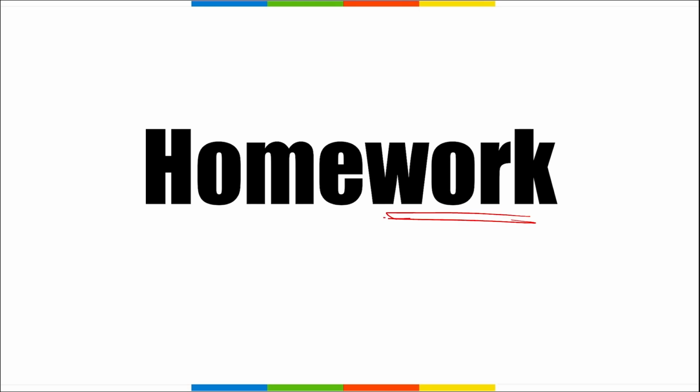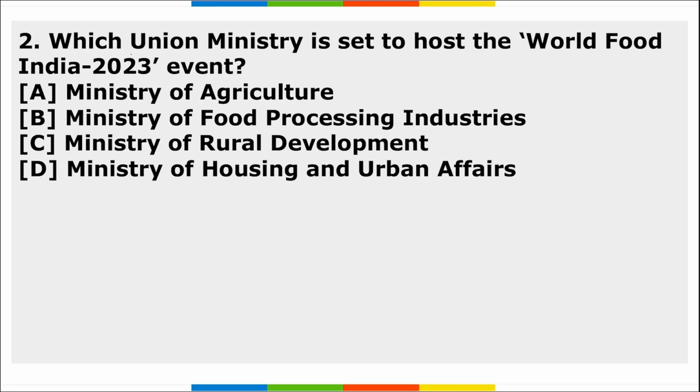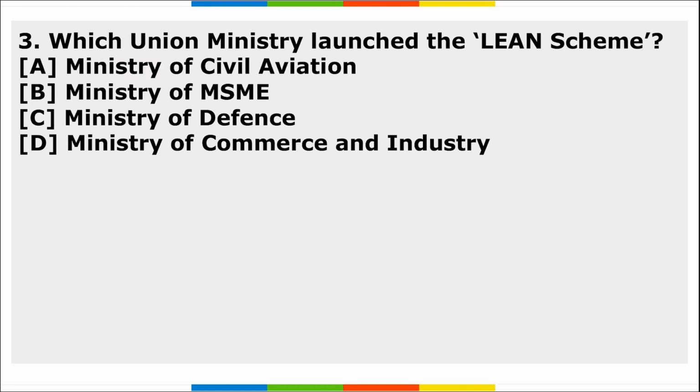Now it's time for your homework. First, Madhav National Park, which was seen in the news, is located in which state or UT? Second, which union ministry is set to host the World Food India 2023 event? Third, which union ministry launched the Lean scheme? So these are your three homework questions, friends. I hope you have understood the assignment.